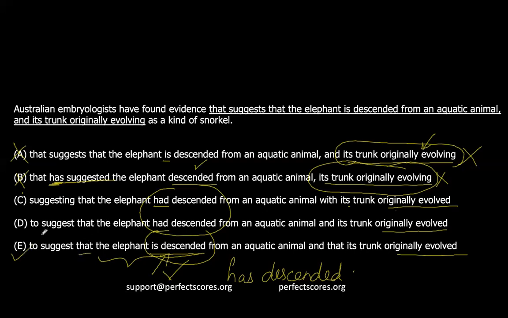So the answer is actually E, to suggest that the elephant has descended from an aquatic animal and that its trunk originally evolved as a kind of snorkel. So there's parallelism between this part and this part. Yeah, I get you, because if you put something like the elephant has descended, I think that would make much more sense. But given the kind of options we have, we will have to go with E. But yeah, has descended would also be completely fine. Has descended is descended.